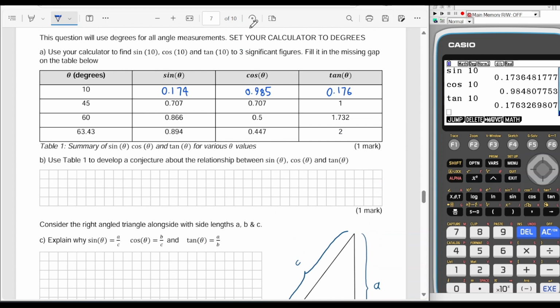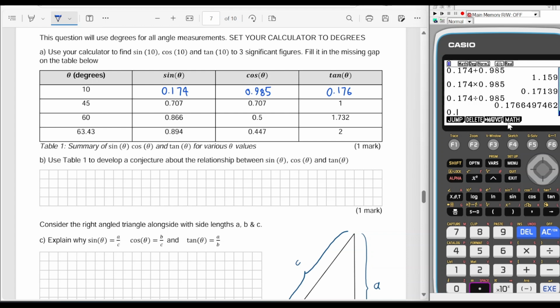So generally you're looking for how sine and cos are related to tan. So you could try adding them together. 0.174 plus 0.985. No, it doesn't give you 0.176. That's no good. You try times again, 0.174 times 0.985. No, doesn't really work. Try dividing them, 0.174 divided by 0.985. And ooh, it actually does look like that works.